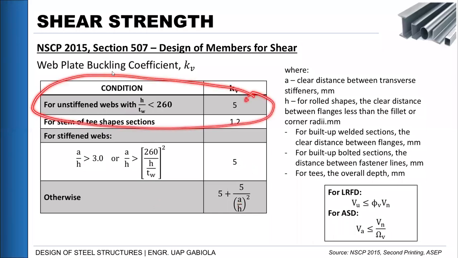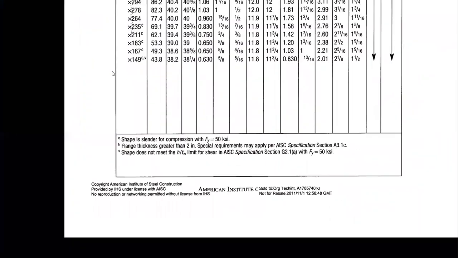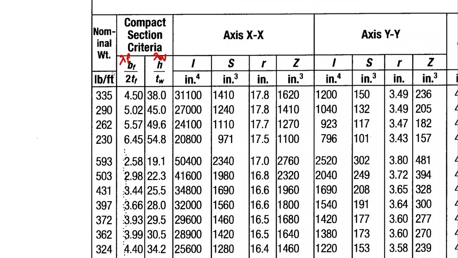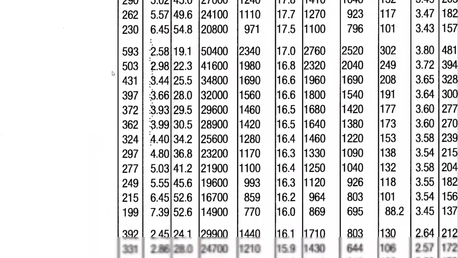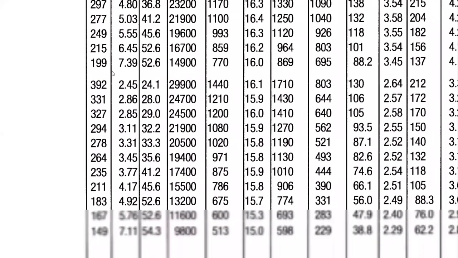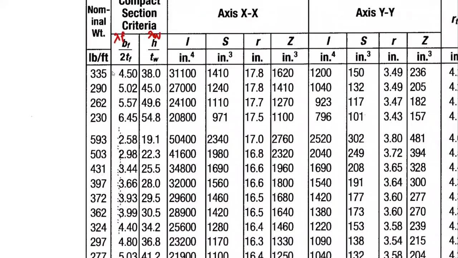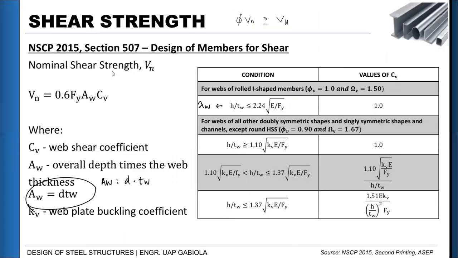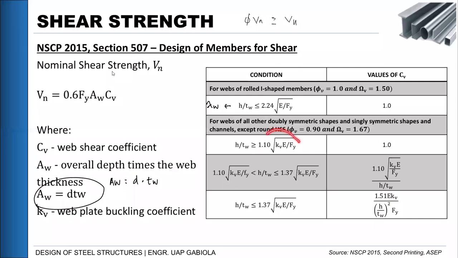Okay? Yung h over tw over 260 kasi when we check yung value ng atin dito sa lambda W natin, ayan, 38, 49. So, wala, usually mababa yung value niya, no? Na wala nag-greater than 260. Kaya usually, yun yung ginagamit na value ni KV. Okay? So, once na meron ka na ng KV, i-multiply mo dito or gagamitin mo lang to and then, ayan, check mo ulit kung na-satisfy.